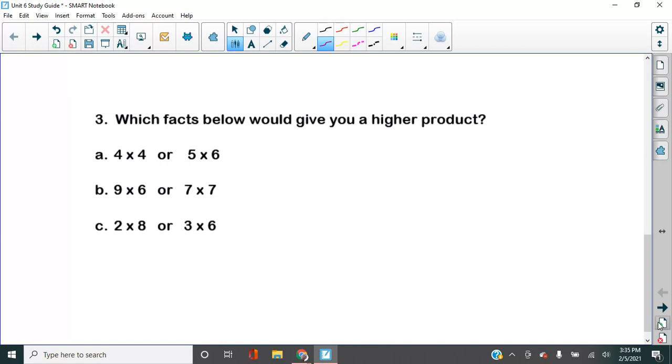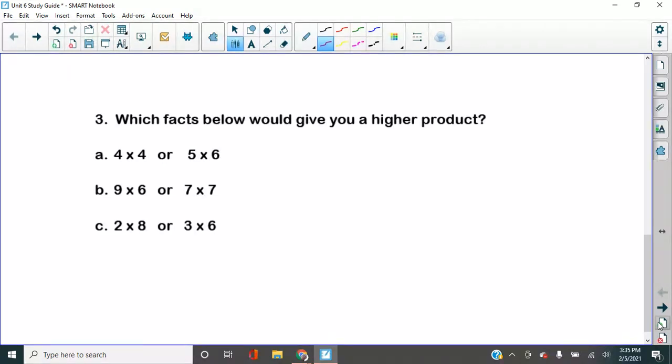All right. Number 3, which facts below would give you a higher product? What does the word product mean? Product is the answer in a multiplication problem. The word sum, S-U-M, is the answer to an addition problem. Difference is the answer to subtraction. Product for multiplication. And the word quotient. Quotient is the answer in a division problem.